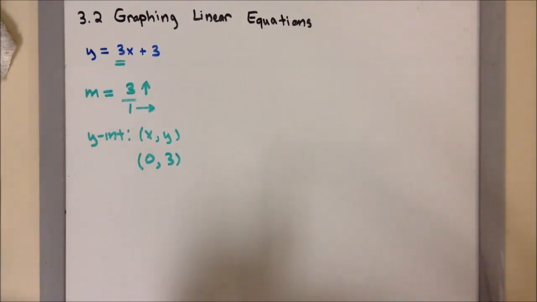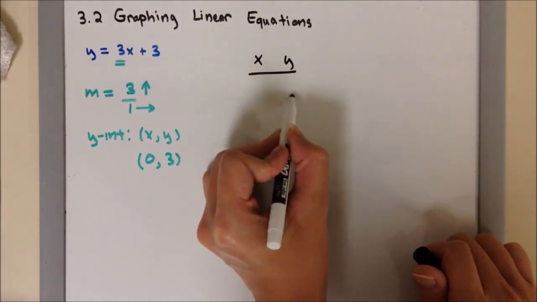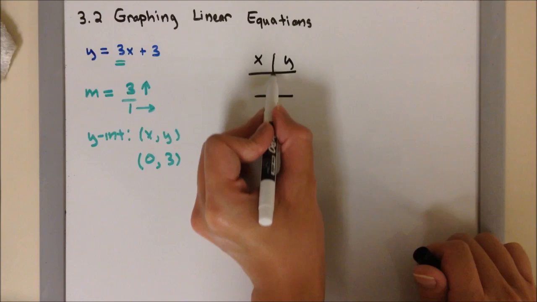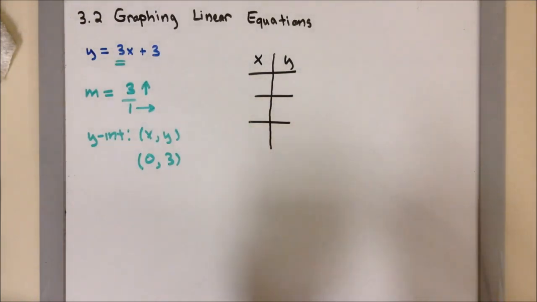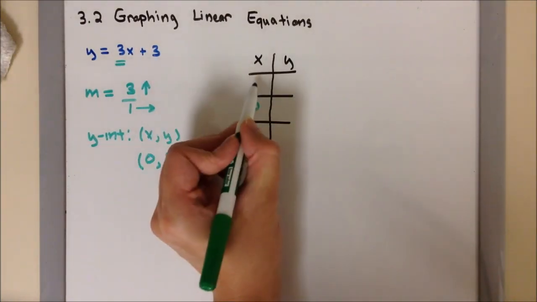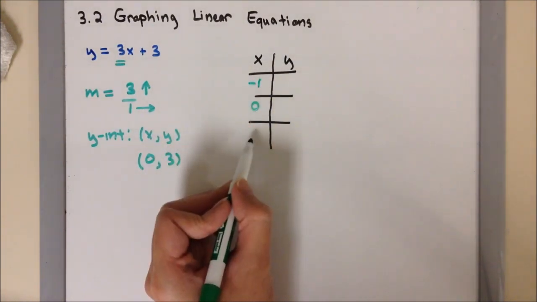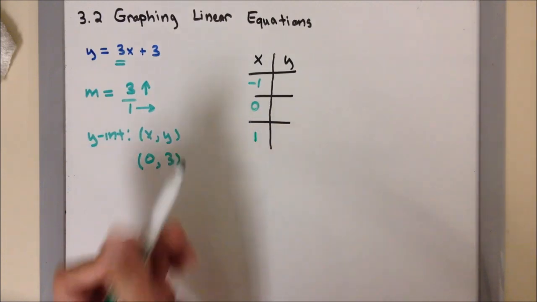So we're going to do my x, y table. Now, given any type of linear equation, there are 3 x values that you can use. What I would use is 0. It never hurts to use 0 in the middle. And then 1 from the left side, which is -1. And then 1 from the right side, which is +1.